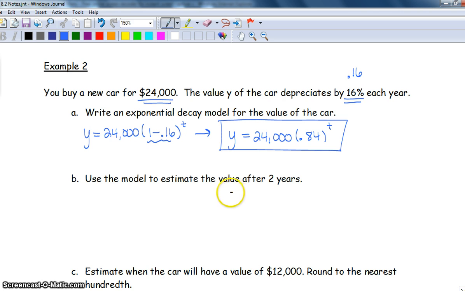We want to use the model to estimate the value after 2 years, so we're not replacing our y, but we're going to replace our t.